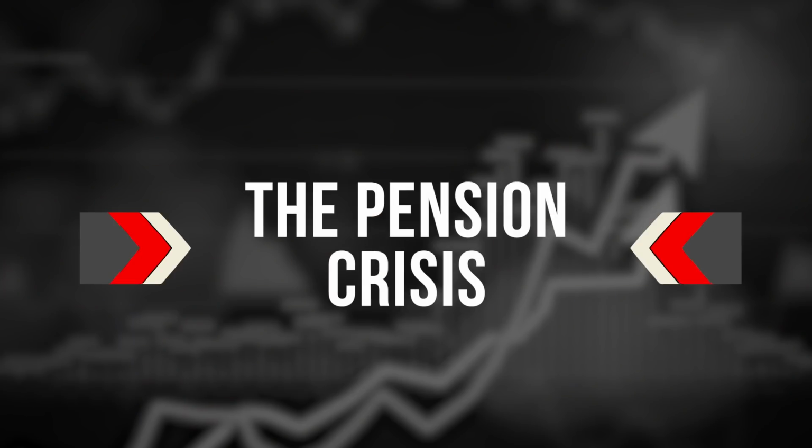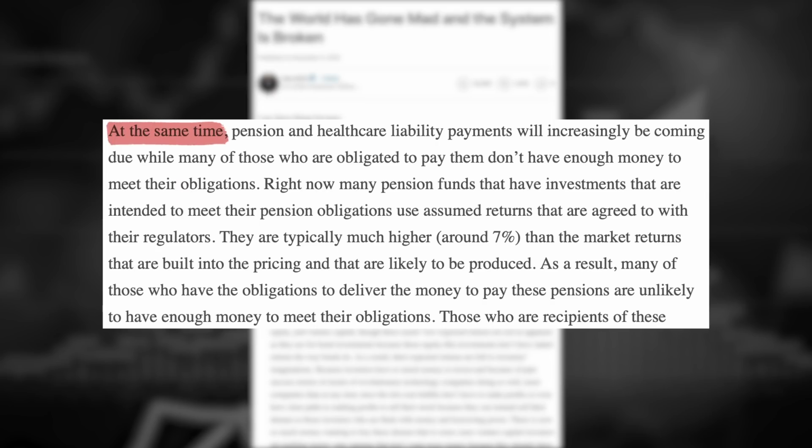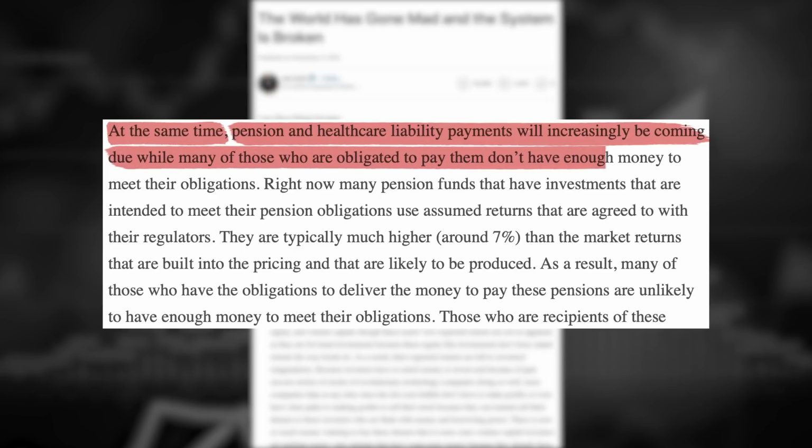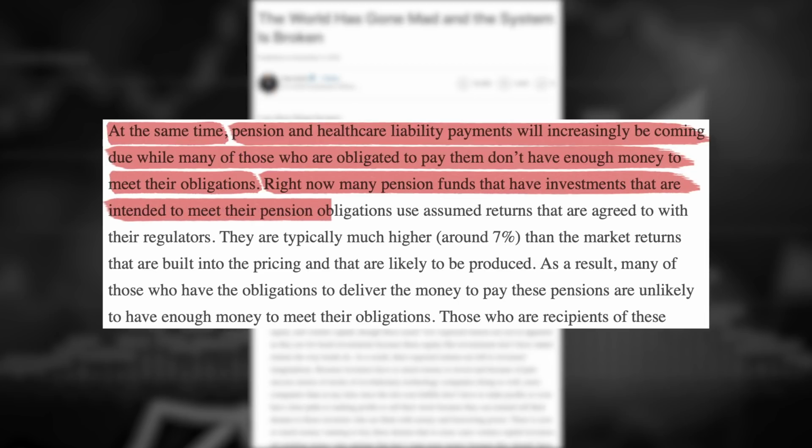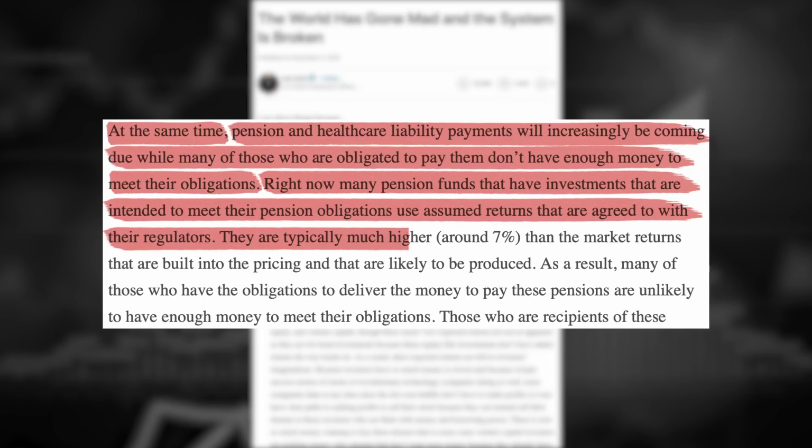Step number 8, the pension crisis. At the same time, and he's referring to the previous steps, pension and health care liability payments will increasingly be coming due, while many of those who are obligated to pay them don't have enough money to meet their obligations, i.e. pension funds. Right now, many pension funds that have investments that are intended to meet their pension obligations use assumed returns that are agreed to with their regulators. They're typically much higher, around 7%, than the market returns that are built into the pricing.